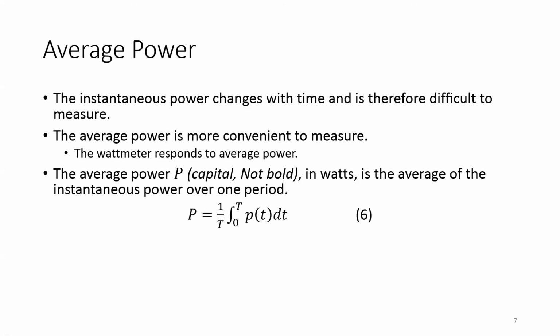Next, we are going to see the average power. Instantaneous power changes at every instant of time, therefore it is very difficult to measure. So what we do is we try to find out the average value of the power, which is convenient to measure. Usually the watt meters respond to the average power. The average power P, with capital but not bold, in watts, is the average of the instantaneous power over one period of time.